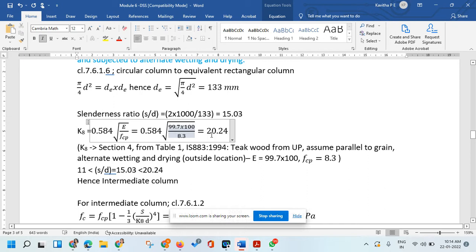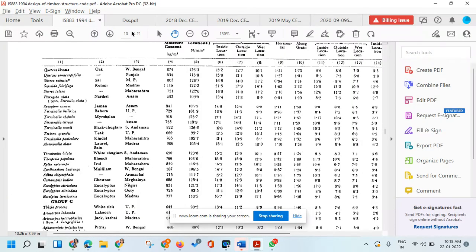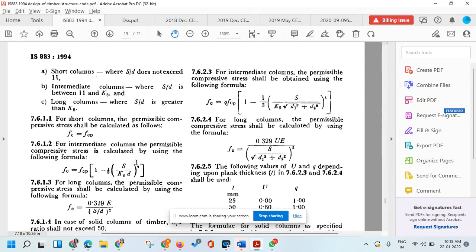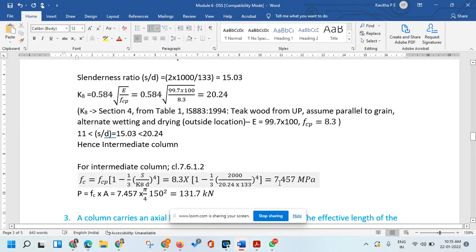So I have to calculate K8 as 0.584 into 99.7 into 100. Don't forget to put the 100, divided by 8.3. Thus we get 20.24. So my slenderness ratio is less than 20.24, so it is an intermediate column. For the intermediate column, I know the equation from IS 883. Go back to 7.6. Here for the intermediate column, you can see the equation: FCP into 1 minus 1 by 3 S by K8 D, all raised to 4. So I am substituting and get the value of FC as 7.457.